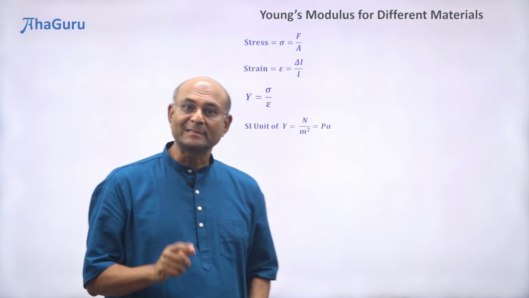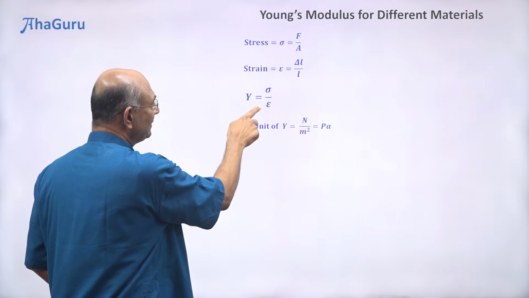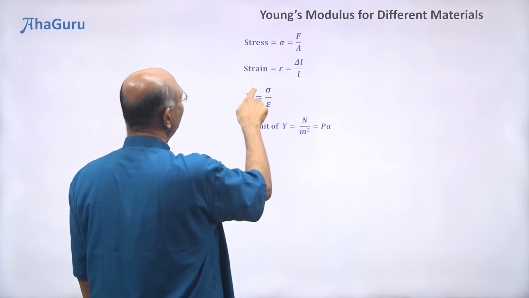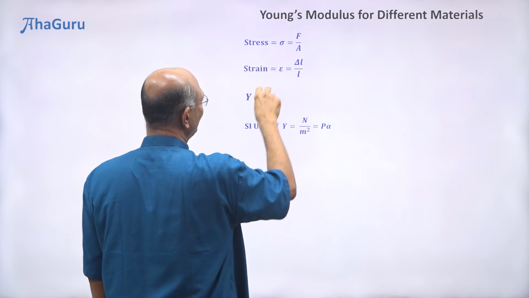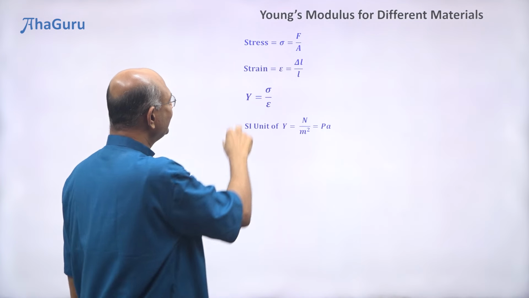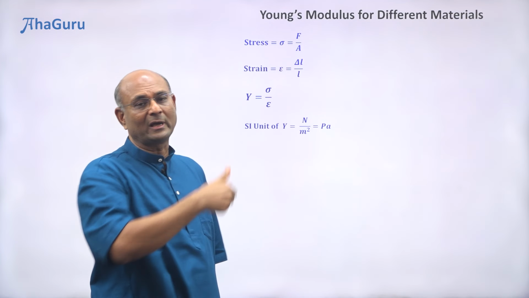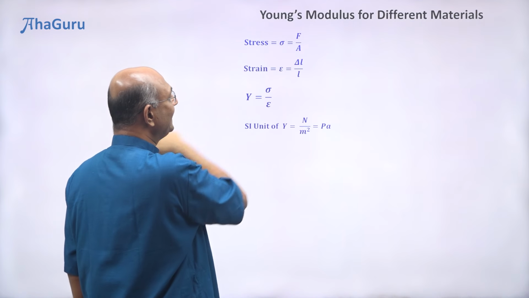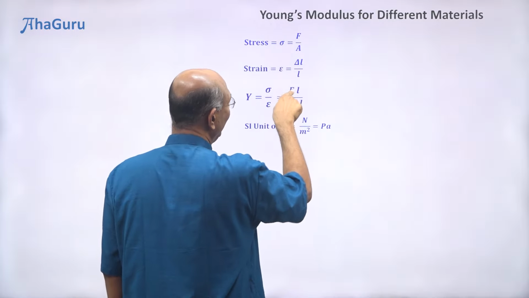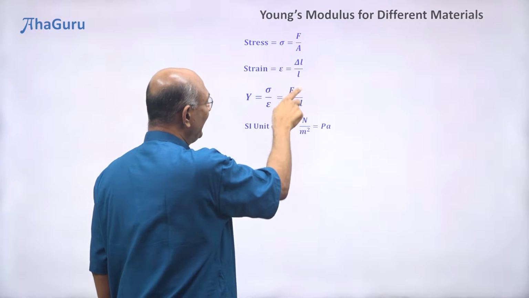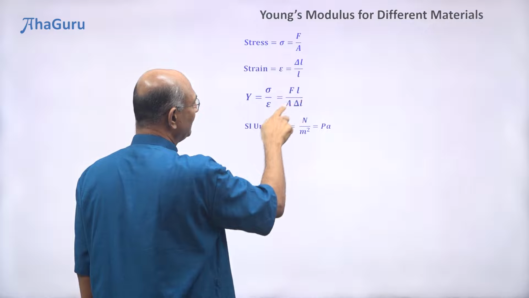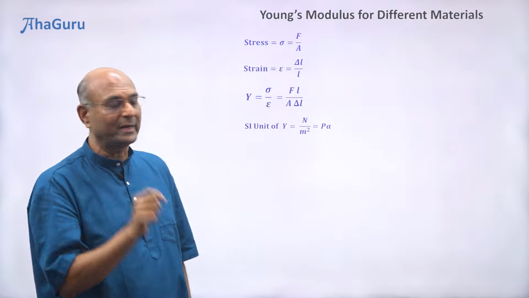What is Young's modulus? It is simply stress divided by strain, sigma by epsilon. But sometimes people like to say stress is F by A, so I should put F by A here. Strain is delta L by L. So basically F by A into the reciprocal of strain, which is L by delta L. So you can write this as F by A into L by delta L, or FL by A delta L. F into L in the numerator divided by A into delta L in the denominator.